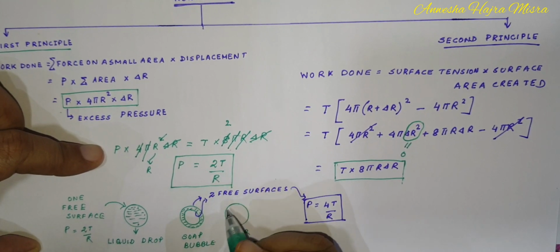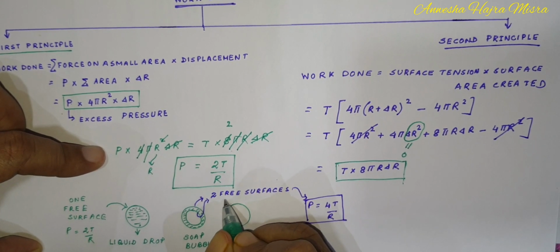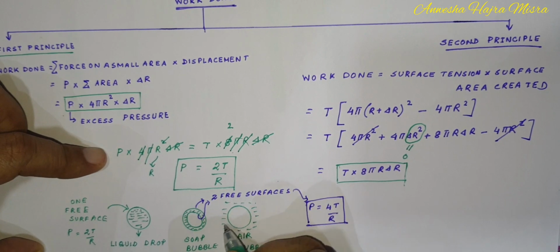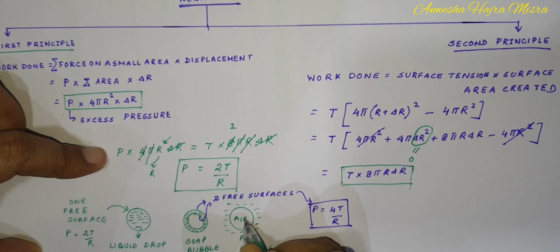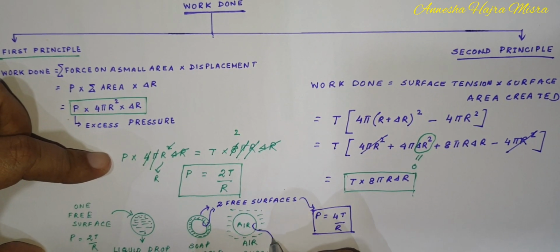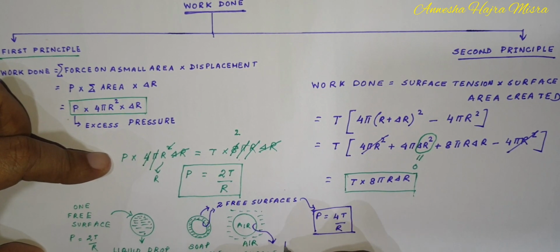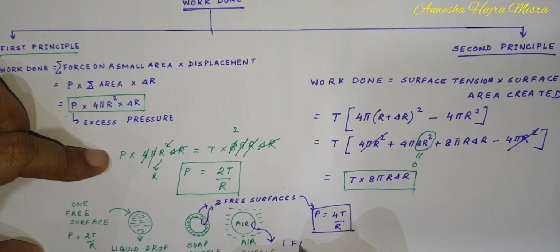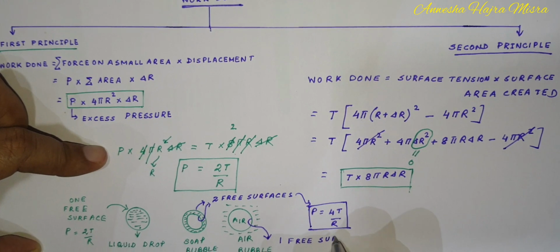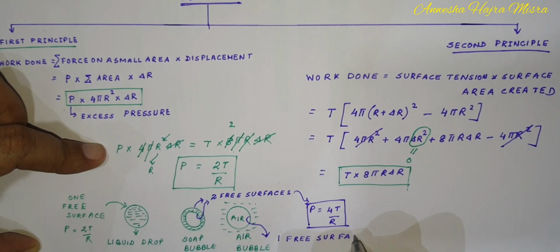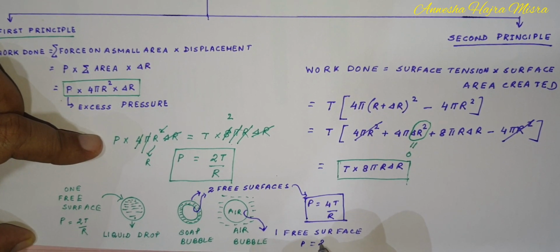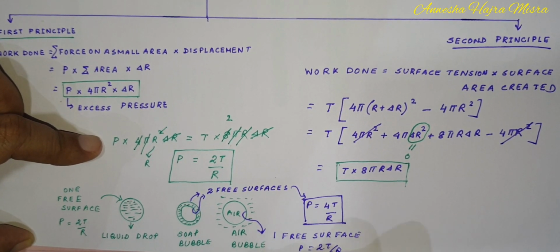Now in an air bubble, what happens? Outside is liquid and inside is air. So how many free surfaces do you have? You have only one free surface. So here, the excess pressure is 2T by R.